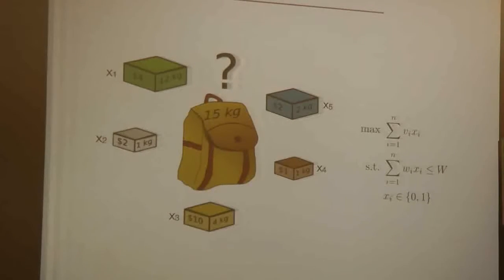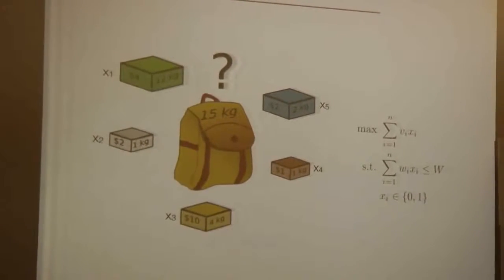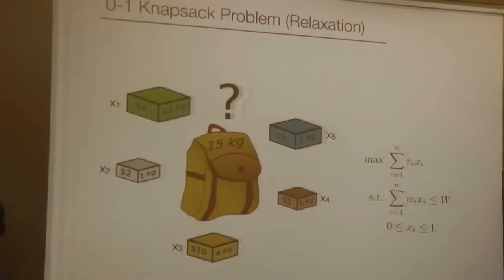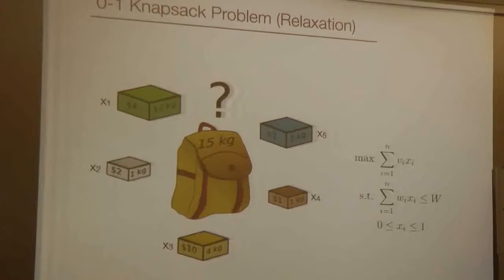Maybe. Okay, let me ask a different question. What if we get rid of this constraint and instead we assume that xi is not binary, but a real value from 0 to 1? What we have just done is we have relaxed the problem. A relaxation means take a problem, which only allows two values, and pretend for a second that we allow all values from inside of this interval here. This is the relaxed problem.